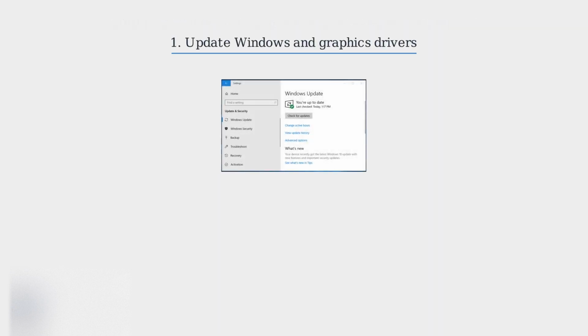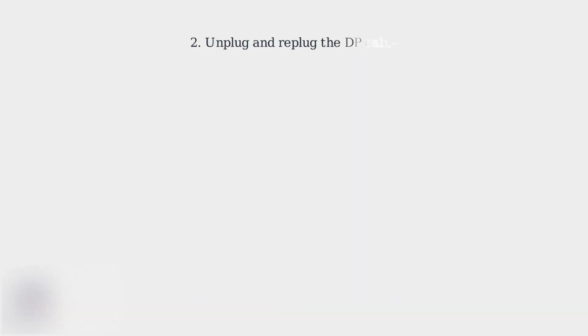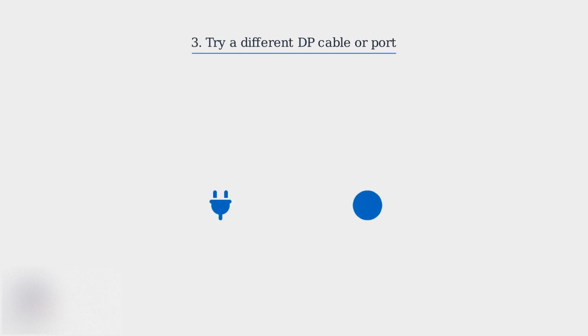Compatibility depends on the monitor's EDID, or Extended Display Identification Data, properly communicating audio capabilities to your PC. Start with the basics by updating your Windows and graphics drivers to ensure compatibility. Unplug the DisplayPort cable from both the monitor and computer, then reconnect it firmly. Test with a different DisplayPort cable, or use another port on your computer or monitor.